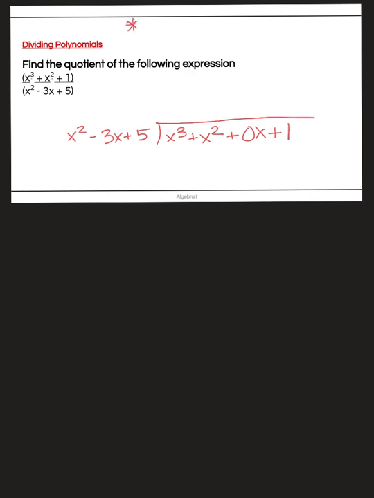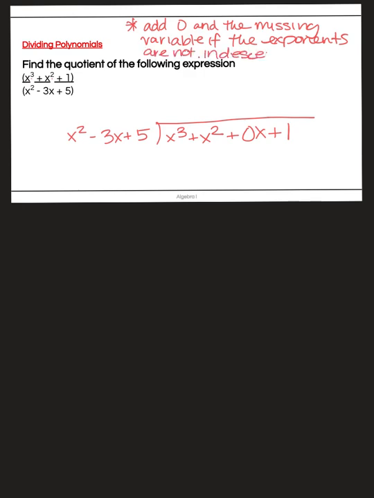All right, so add 0 in the missing variable if the exponents are not in descending order. So, if you notice, this says x cubed, x squared, but there's no x, and then there's a constant. So we had to add 0x to take the place of that. Anything multiplied by 0 is 0, so we're really just adding 0. It is just for a visual. So now, we can go on with our problem.